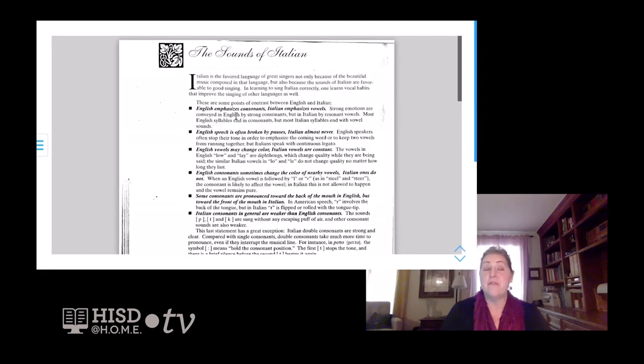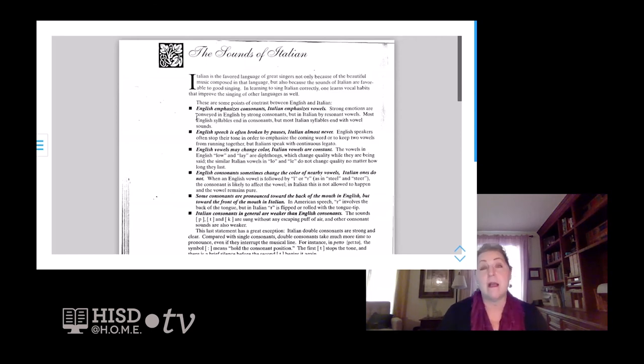Let's look at some very, very important rules when it comes to singing in Italian. Italian is the favored language of great singers because we love to sing with this beautiful open vowel sound. It's lyrical and it lives from vowel to vowel. And we learn vocal habits that can help us in all of our singing. English emphasizes consonants and Italian emphasizes vowels. So it's important that we see this right here.